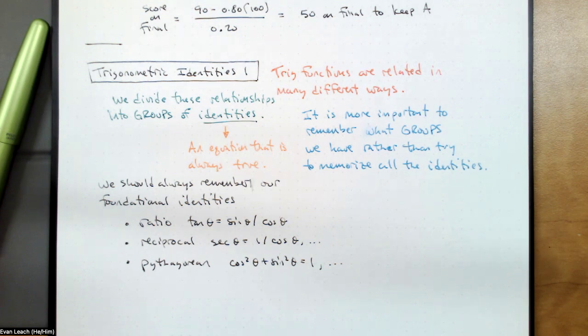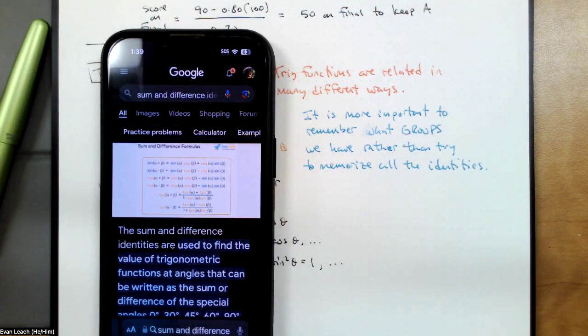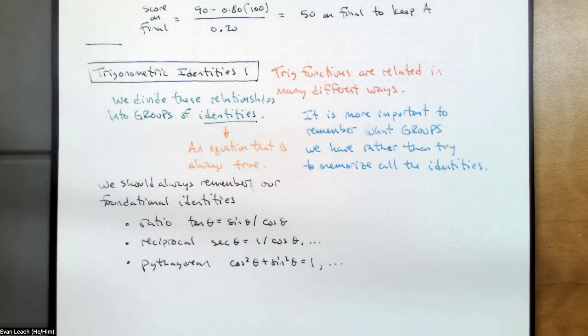There are many more categories. And if you were wondering who I was just texting, I was texting Google to find out the details of the sum and difference identities on which a lot of these are based. So what's more important about trig identities is that you remember they are all related in many different ways. And then remember the different categories in which they are related so that you can just look them up when you need them, like I just did.